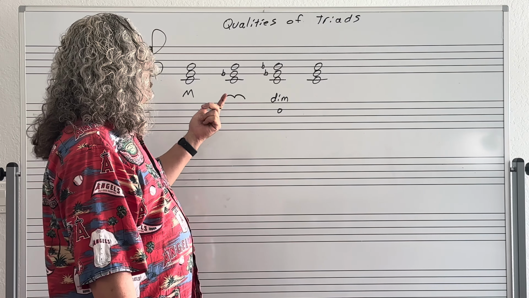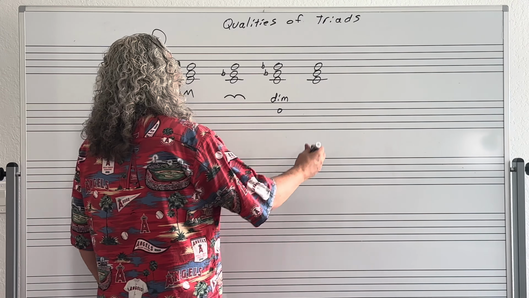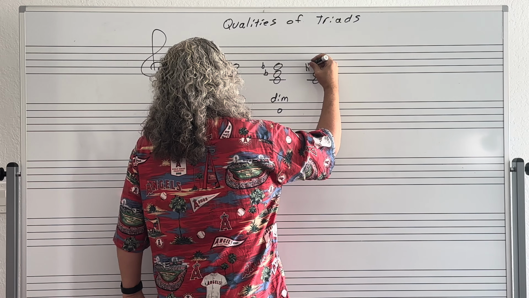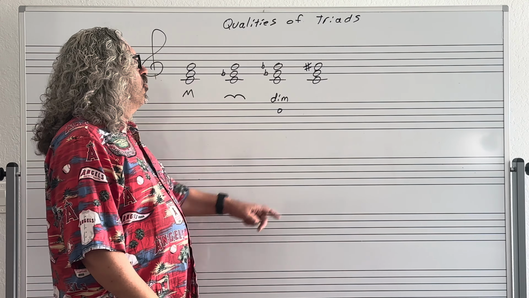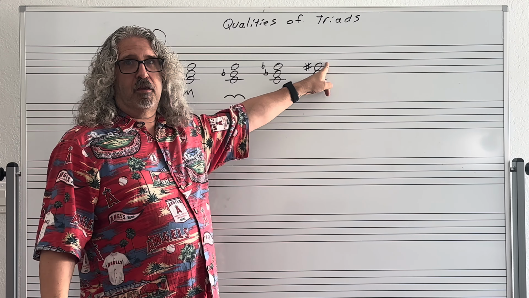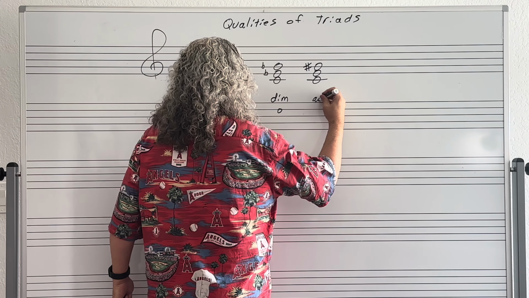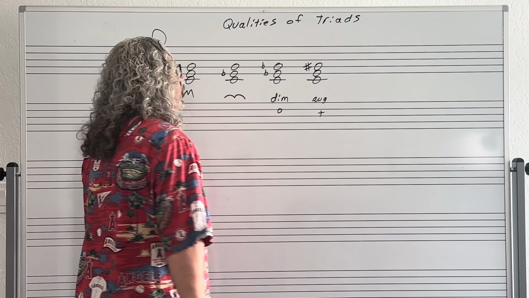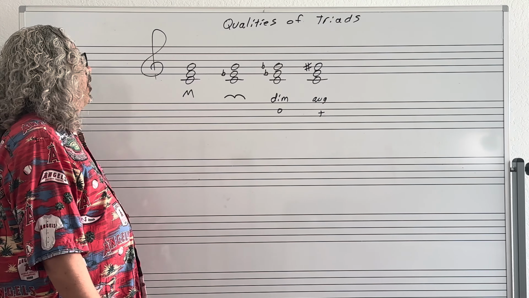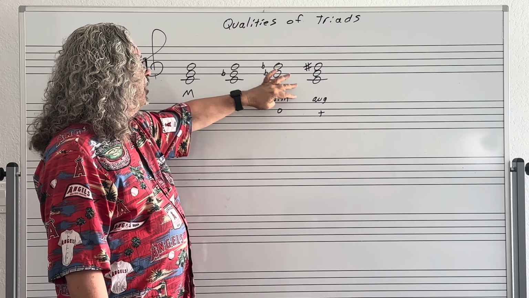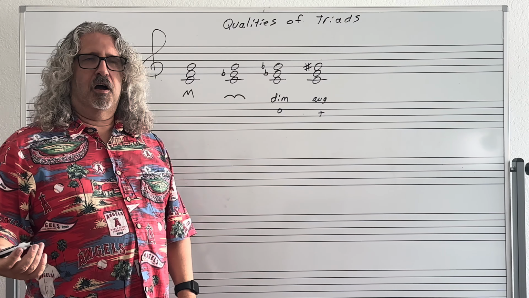And then lastly, this one right here, what I'm going to do is just raise the fifth. So it's a major third, and we're going to raise the fifth to an augmented fifth. That's called an augmented chord, which is pretty obvious because we have an augmented fifth. So a diminished chord will have a diminished fifth, and an augmented chord will have an augmented fifth.